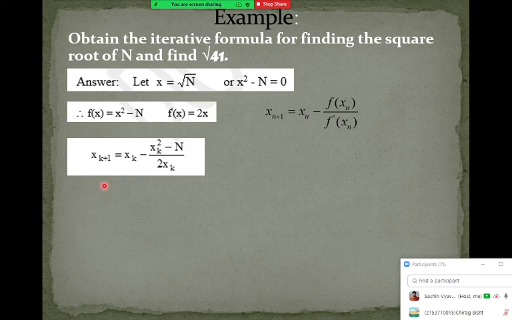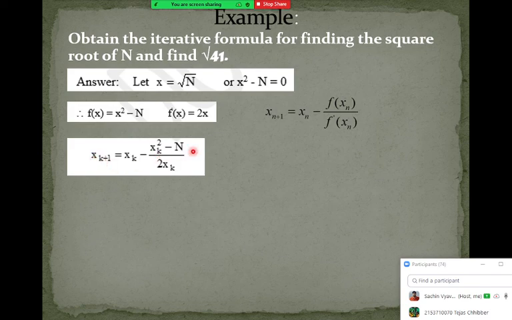Actually, instead of x(n+1), it is written x(k+1). Both are okay. If you write x(n+1) in the final exam, don't worry, that is also correct. So x(n+1) is x(n) minus x(n) square minus N upon 2x(n). Is it clear? Does anyone have a doubt there? No doubt. Okay.